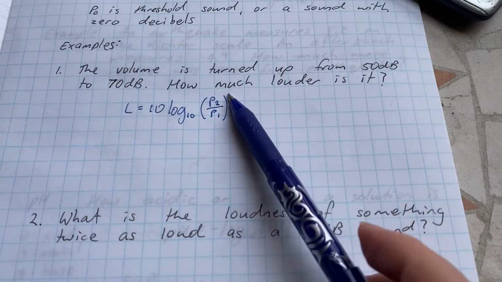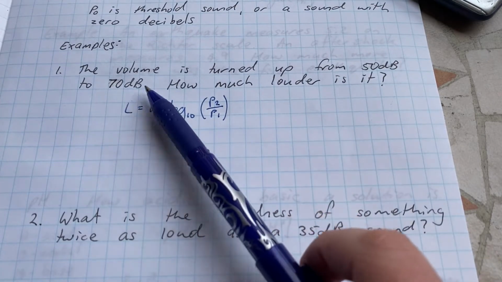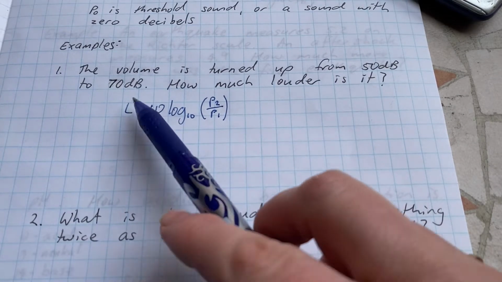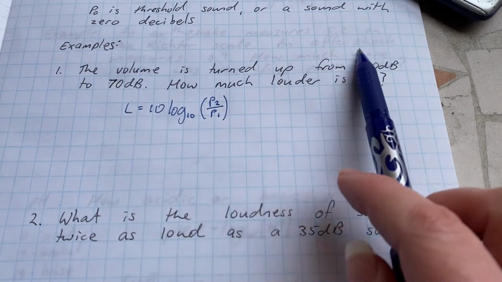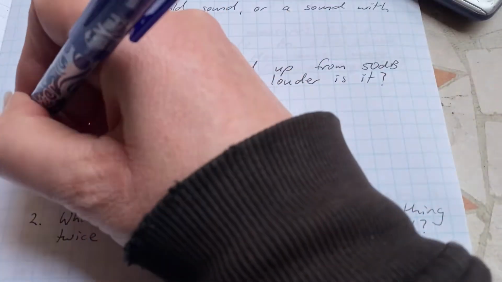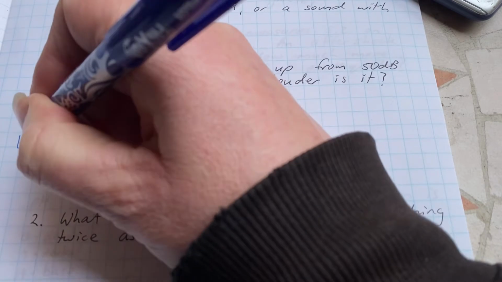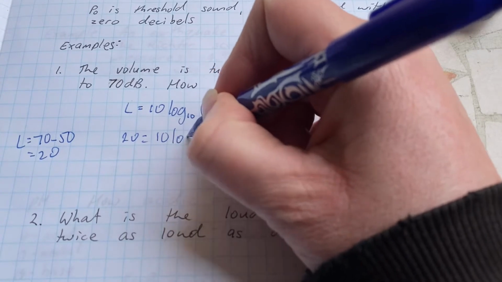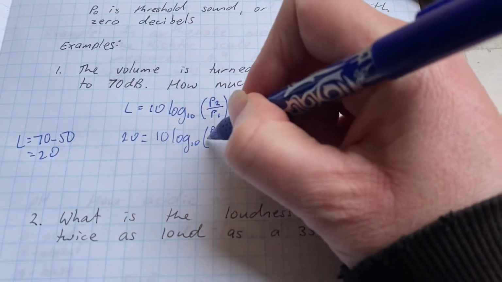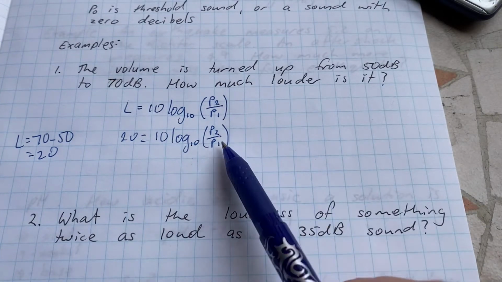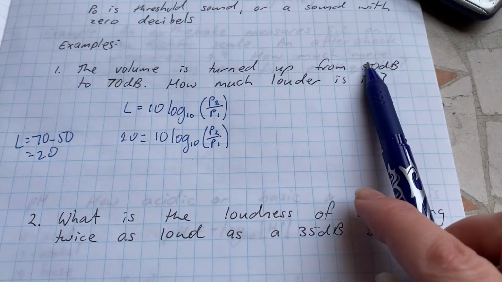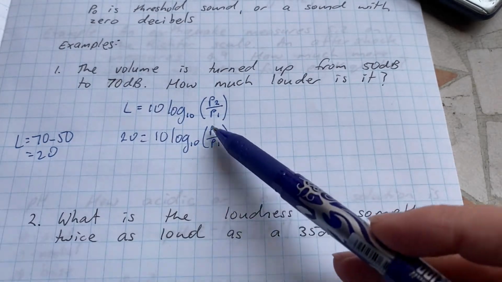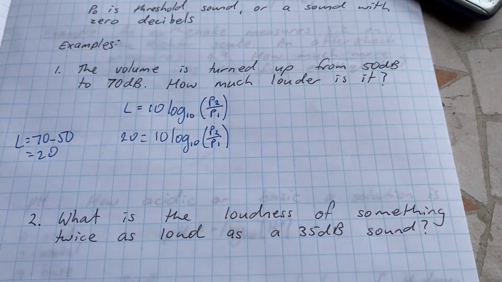Okay, so in this example, the volume is turned up from 50 decibels to 70 decibels. How much louder is it? So remember I said that this L, that's the difference in the loudness. So that would be 20. That's L is the 70 minus the 50, which is 20. So 20 equals 10 log base 10 P2 over P1. P1 is the quieter one, 50 decibels. P2 is the louder one, that's 70 decibels. And we're just looking at relatively how much louder one is than the other.